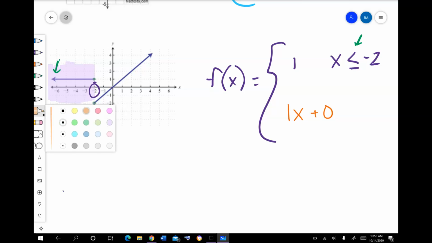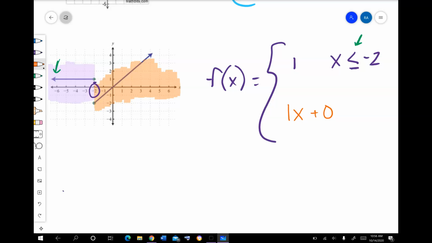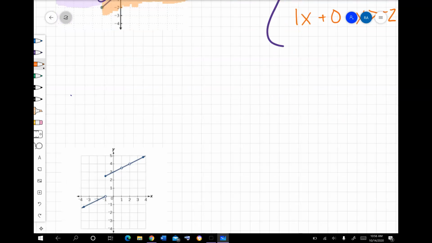I'm going to highlight it. So I start at -2. What's happening to my x's here with -2? They're getting bigger, aren't they? So my x's are getting bigger than -2. It is an open dot, so we leave it alone. And that's your answer. Okay? All right, let's go to the next one.